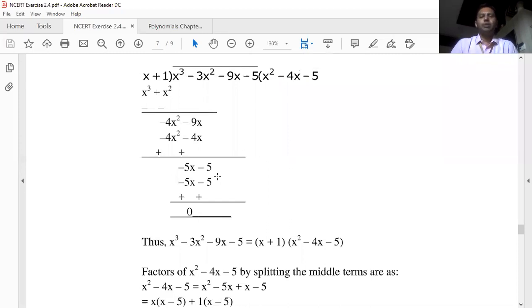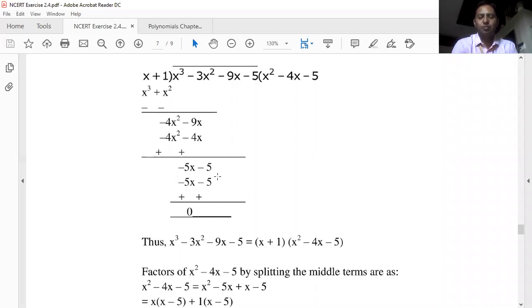This is so because we are getting p of minus 1 is 0. The remainder must be equal to 0. If it is not 0, you might have made a mistake in the long division process. So x cube minus 3x square minus 9x minus 5 is x plus 1 into x square minus 4x minus 5, as dividend is equal to divisor into quotient, and the remainder is 0.